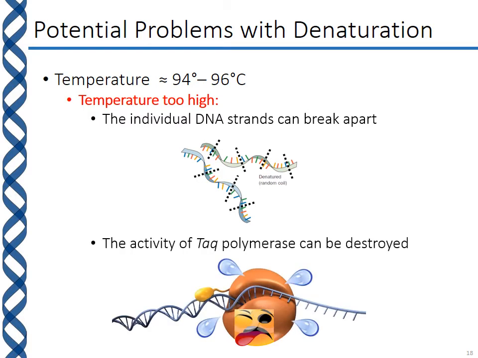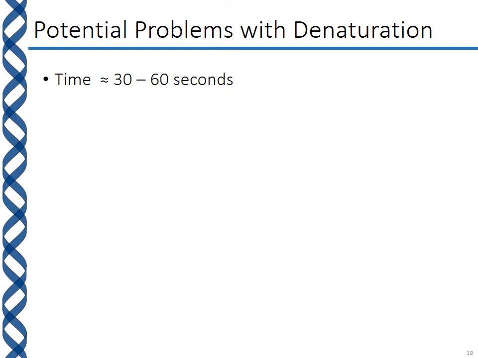And the other potential downside of this is that because Taq polymerase is an enzyme, you can destroy its activity simply because the protein, the polymerase itself, will start to denature due to the high temperature, and that's a very unhappy Taq polymerase. Now let's take a look at the other parameter, time, with respect to denaturation.